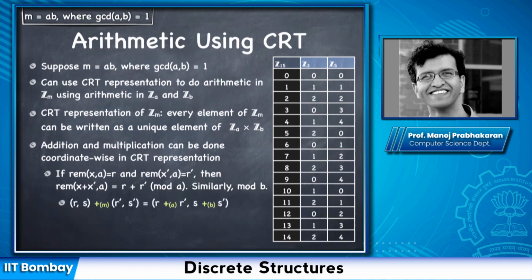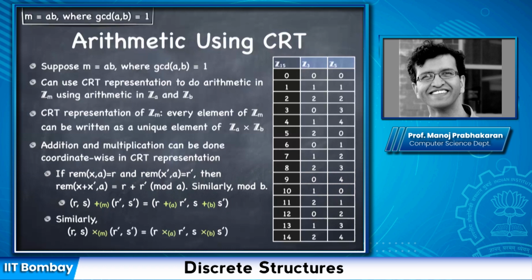And yeah, so I could write it this way. Here the plus with M written on it does stand for addition in Z_M, but in the CRT representation. Right? And so if (r, s) is the CRT representation of x and (r prime, s prime) is the CRT representation of x prime, then this is the CRT representation of x plus x prime, where again these are additions modulo A and B, so in Z_A and Z_B. Okay?